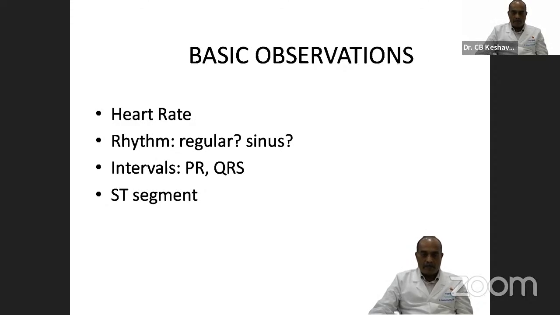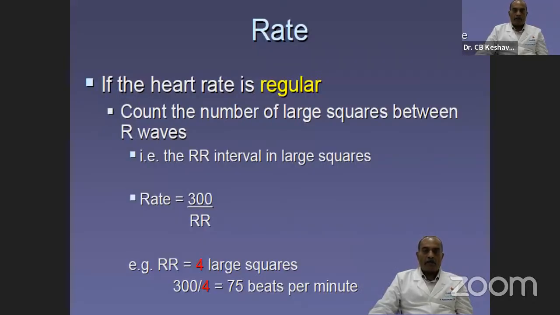And the intervals, the PR interval, QRS, ST segment, all these are looking normal or abnormal. So you should go systematically with the rate, rhythm, axis, intervals, QRS complex, ST segments. If the heart rate is regular, we can count the rate by counting the number of large squares between the R waves. Suppose the number of large squares, that is the RR interval in large squares, the rate is equal to 300 divided by RR.